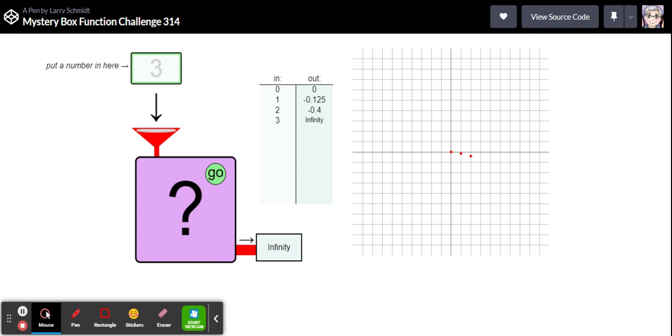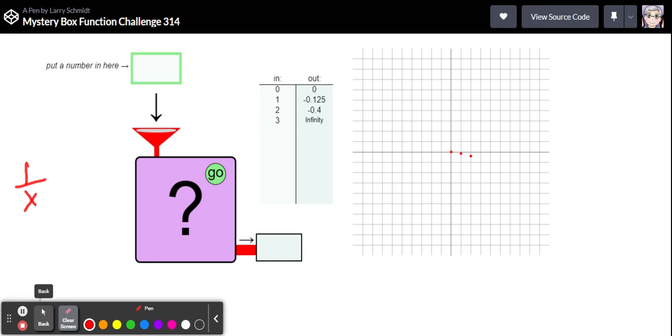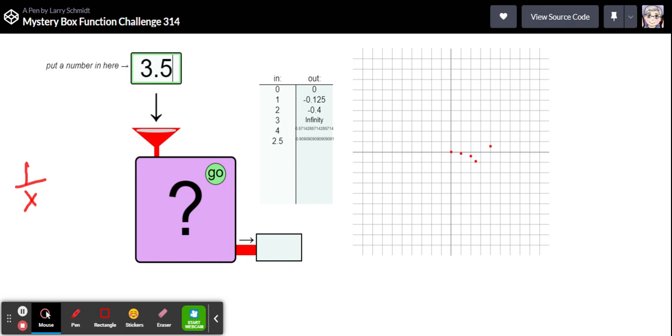Oh, and 3 is giving us the infinity error. And most often we see that when we're dealing with rational equations, so I'll just jot that down over there. Let's keep going. Let's go with 4. And now we're above. I'm going to just look at some of the behavior really close to that 3. So let's do 2.5. And let's do 3.5.